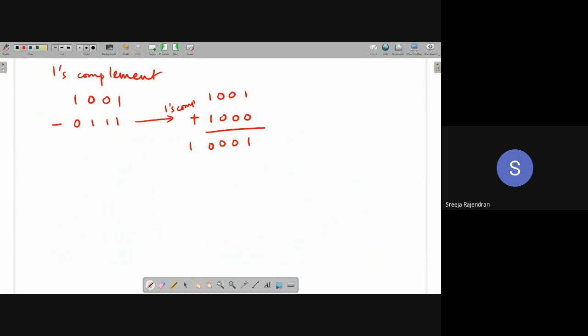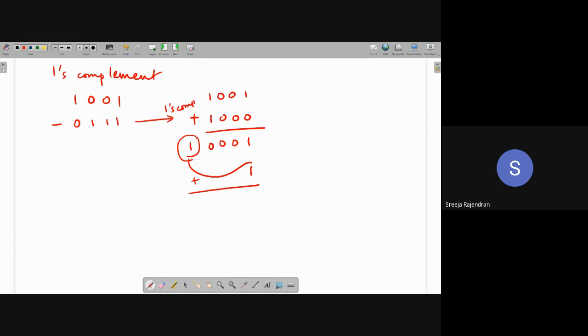In one's complement addition, if you remember, this carry which is generated needs to be added back to the LSB. So I need to add that end-around carry. If I am doing one's complement subtraction, that means I have my second number, which is 0111. I take the one's complement of that number, which converts it to 1000, and then I add the two numbers. When I add the two numbers, if a carry is generated, I need to add it to the LSB. That is the rule.